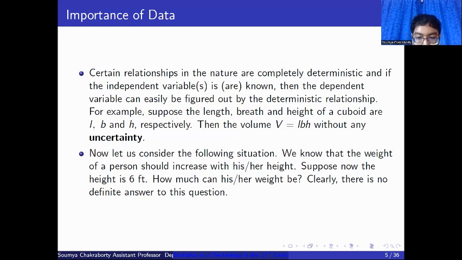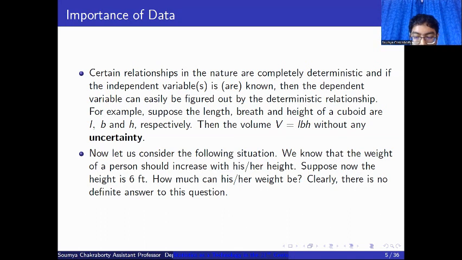There is no uncertainty. But now let us consider another situation. Let us go back to that height and weight data. So we know that the weight of a person should increase with his or her height. It is expected because the weight of the skeletal structure will increase with the increment of the height. So we expect that the weight should be an increasing function of height.